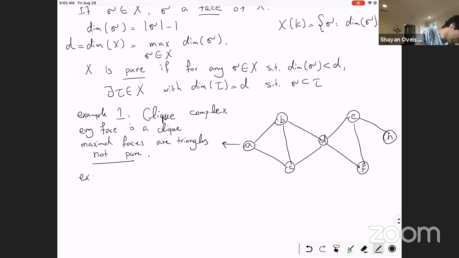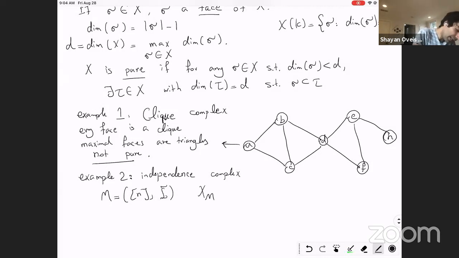Now, example 2. This one will be more relevant to us. So example 2 is the independence complex of a matroid. Given a matroid M with n elements and independent sets I, here X of M has a face for every independent set.